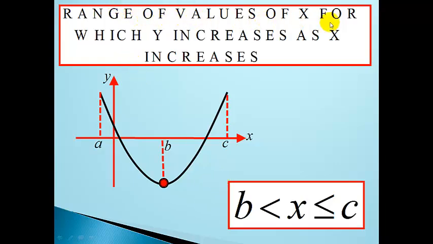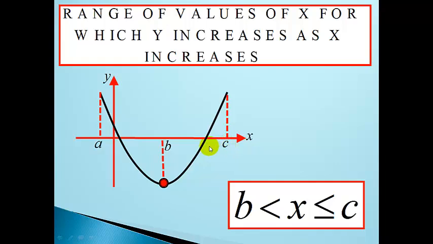Now the range of values of x for which y increases as x increases. Now y is the same as the curve. So when you consider this curve, you can see that this corresponds to the point A, the turning point corresponds to the point B, and this end corresponds to the point C.